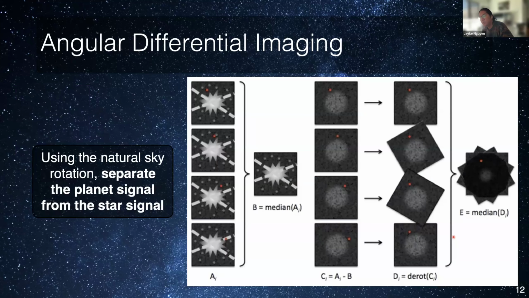And so I'll use this technique called angular differential imaging. I'm not going to explain it in detail, but the most important part that angular differential imaging does is that it separates your planet signal from your star signal, right? It adds this rotational element so that you can separate out the planet signal from the actual PSF. And this concept of signal separation I'll come back to later, but that's important.